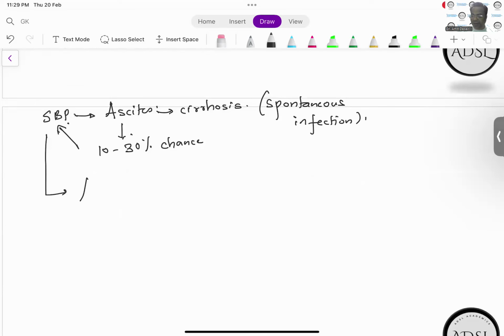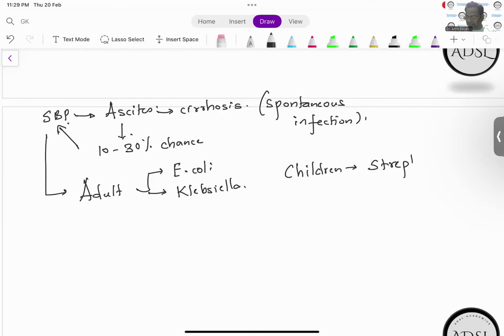Now, which is the organism which is responsible? If you're looking at adult patients, then the commonest organism would be Escherichia coli. The second commonest organism would be Klebsiella. But if you're looking at a child, then the commonest organism would be a Streptococcus, group A Streptococci.